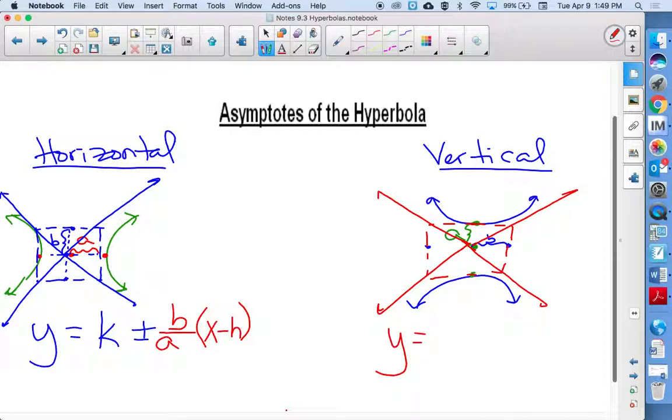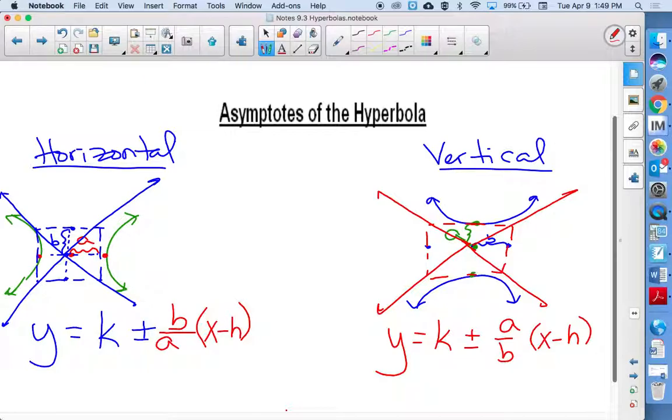How do you think the equation changes when it's vertical? Brendan? Y equals k, still k, yep, plus or minus a over b, and then x minus h. Slope is always with x, like mx plus b. So the slope is always attached to the x. The x has that minus h with it because our graph is no longer starting at the origin 0, 0. It's starting somewhere else.